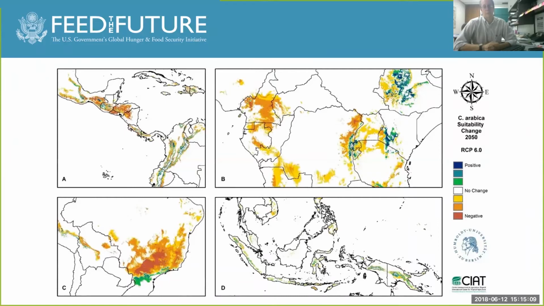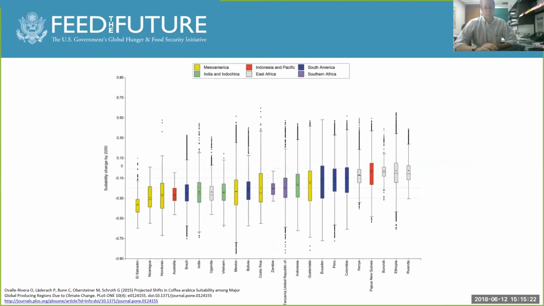So at a global scale, what we're seeing are significant projections of reduced area for Arabica production through about 2050. If we look at it in a different way, we can look at the different areas of production, different countries here, and you can see basically their projections going forward. This is 0. So anything below that line is a loss in Arabica coffee production area, and anything above that line is a gain.